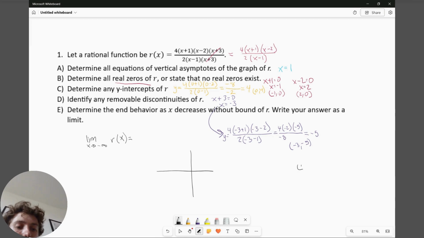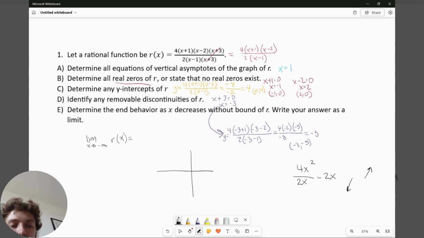I know on top I would have 4x squared, and on bottom I would have 2x for the leading terms. Divide that out, I know that I would get 2x. Well, the end behavior of 2x, the right side would go up and the left side would go down, because this is an odd polynomial and positive.